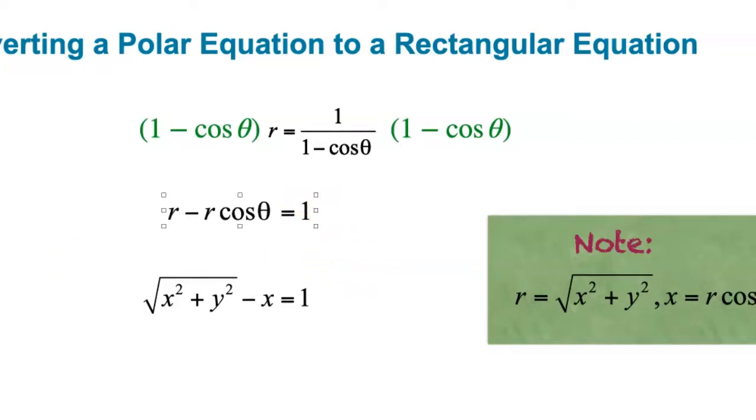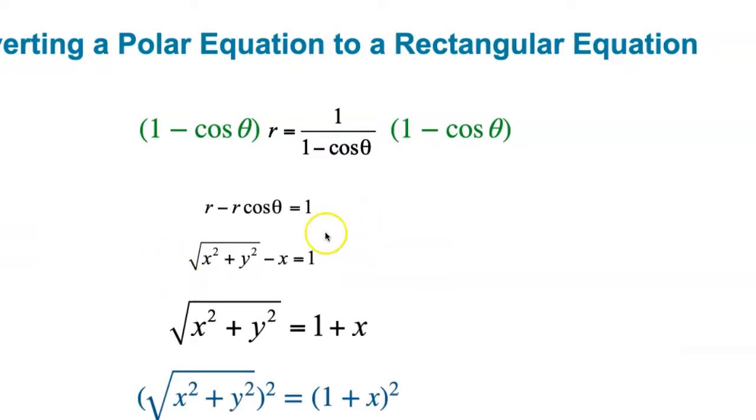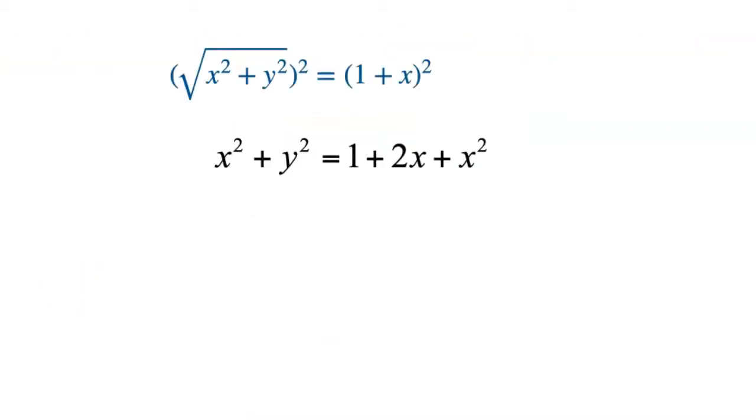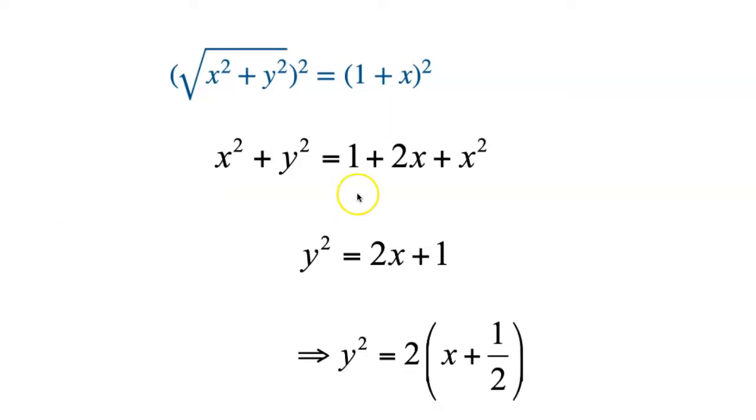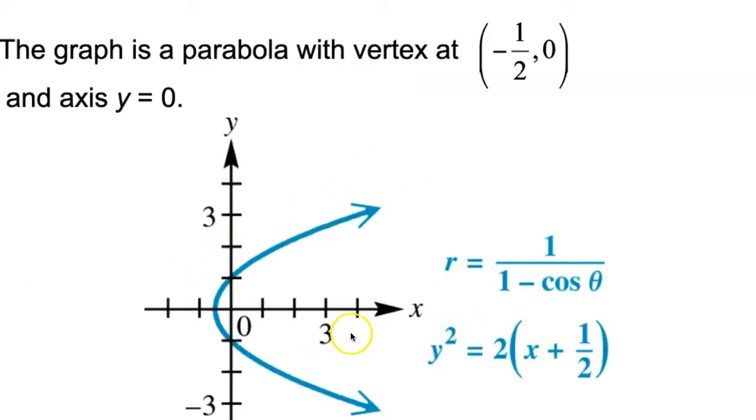So that's very nice. Now we have a square root though, so we need to get the square root all by itself, and then we need to square both sides so we can get rid of that square root. And when you square both sides, you end up with x squared plus y squared is equal to 1 plus 2x plus x squared, and the x squared terms on both sides will cancel, giving you y squared is equal to 2x plus 1, and this is actually a parabola on its side. So that's what that would look like.